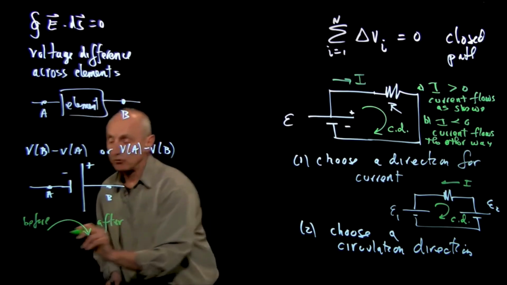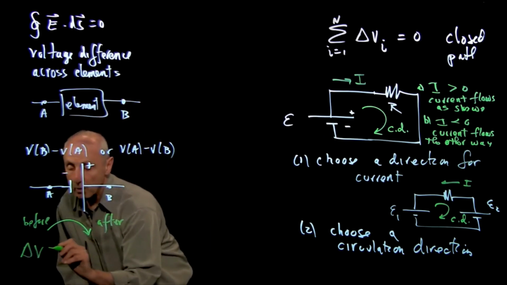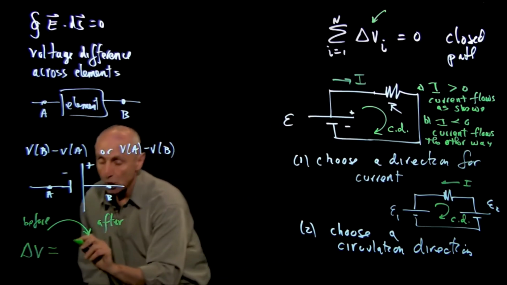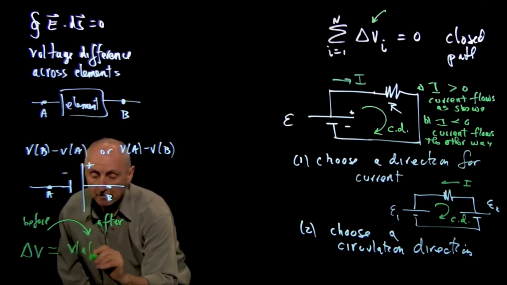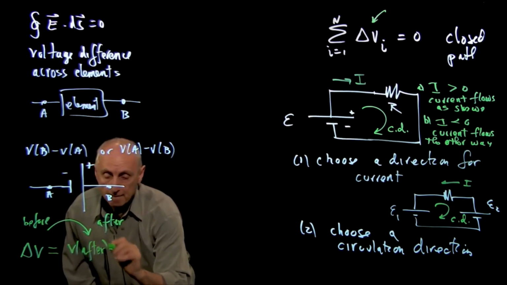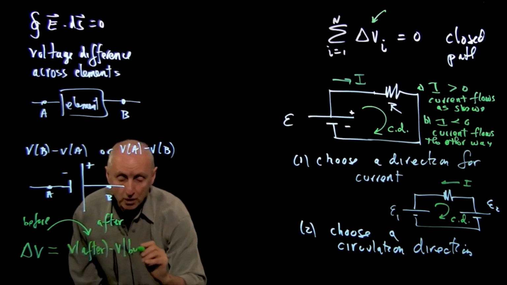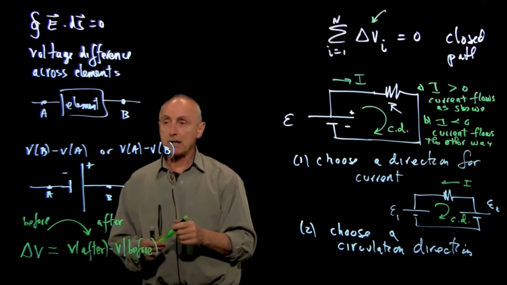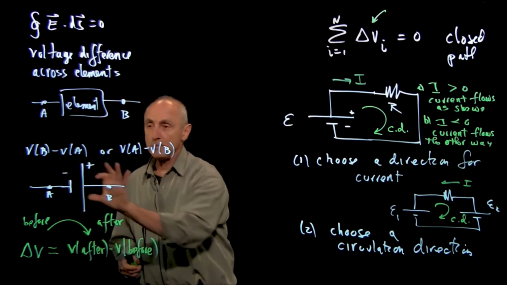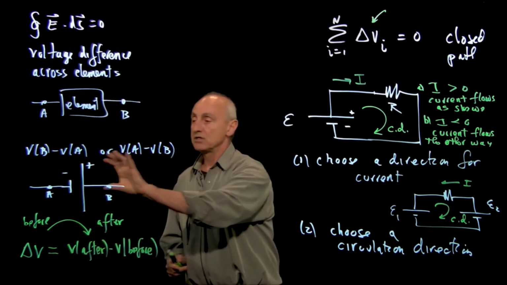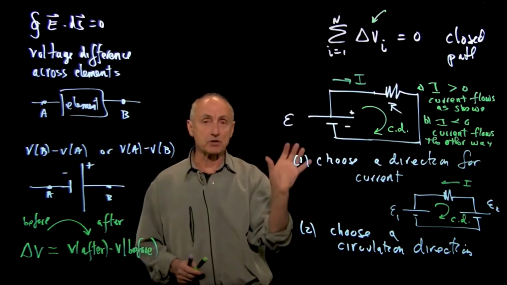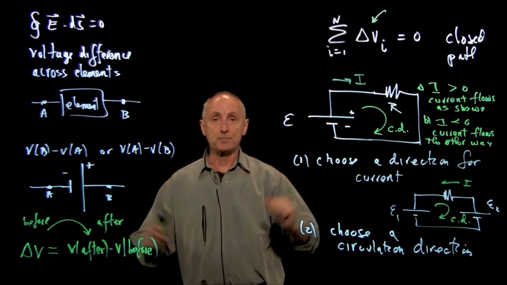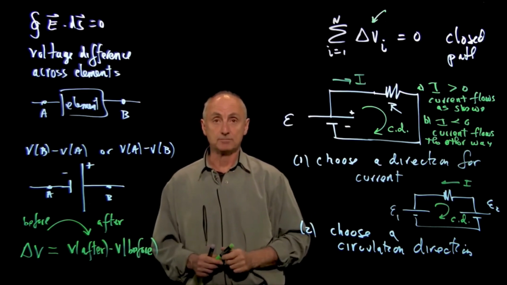And here's what we mean when we talk about a voltage difference across an element: what we mean is V after minus V before. And this will enable us to unambiguously describe what we mean for voltage differences across any circuit elements, batteries, resistors, and now we'll spell out that list in more detail.